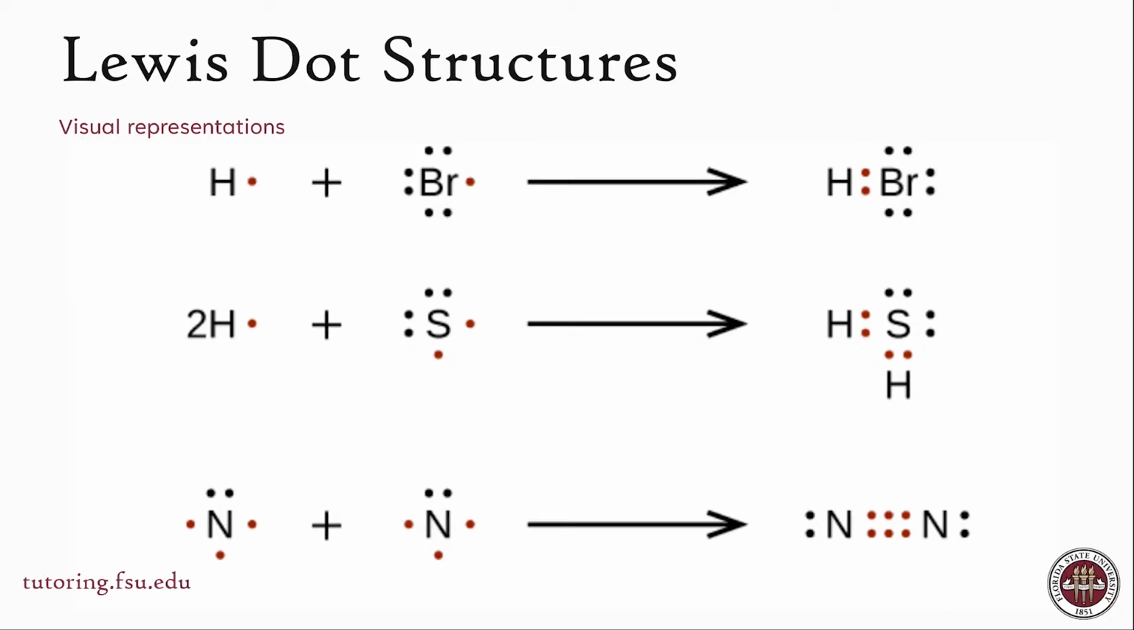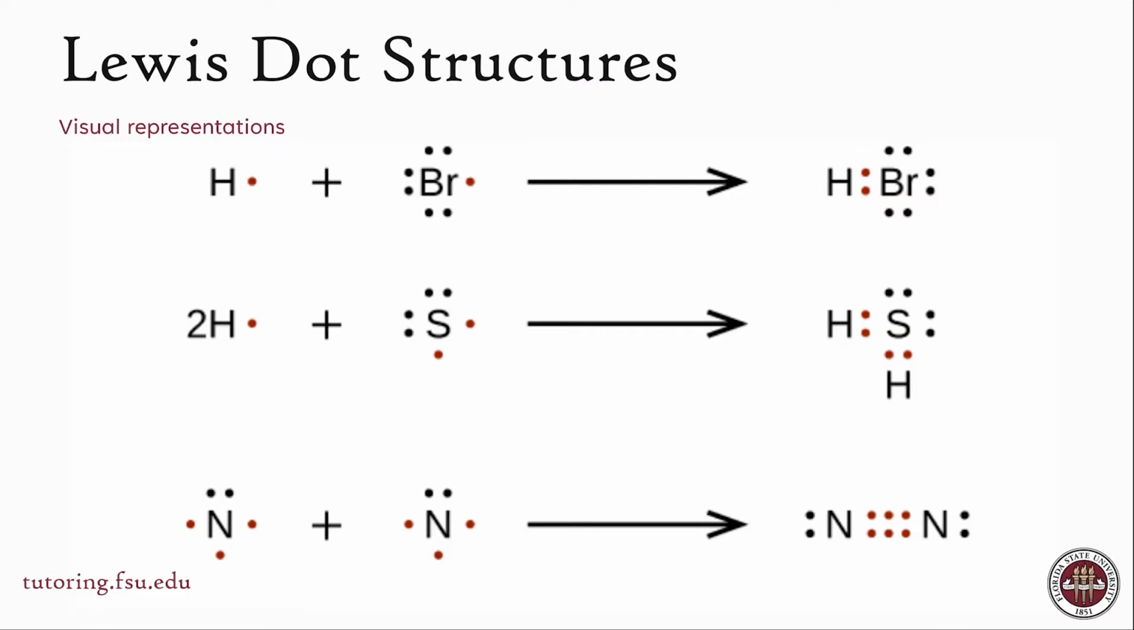Same for H2S. So we have 2 hydrogens this time, and it makes sense that sulfur would be bonding to 2 because sulfur has only 6 valence electrons. So it needs 2 more electrons to reach those 8 electrons according to the octet rule. And so those 2 hydrogens go ahead and bond with those single electrons.